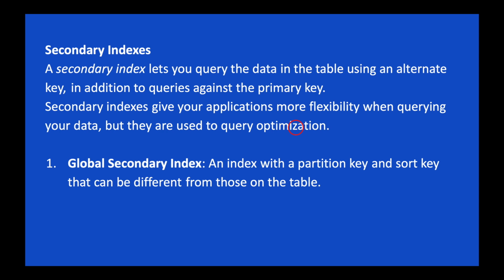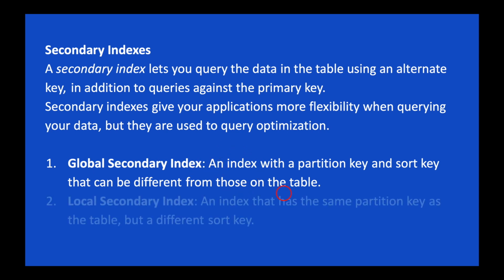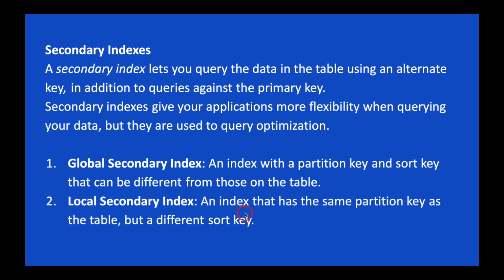One is the global secondary index, an index with a partition key and sort key that can be different from those on the table. We already have a partition key and a sorting key in the table, but again we are going to make use of a partition key and a sorting key, which we create at the global secondary index level, and those are different from the ones we already have at the table level. And coming to the local secondary index, it is an index that has the same partition key as the table but a different sorting key.